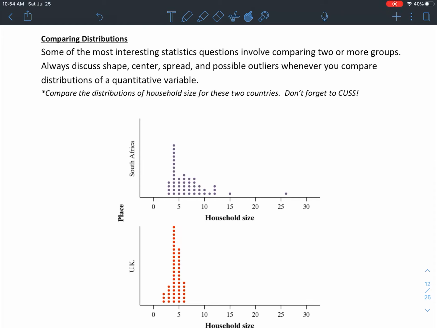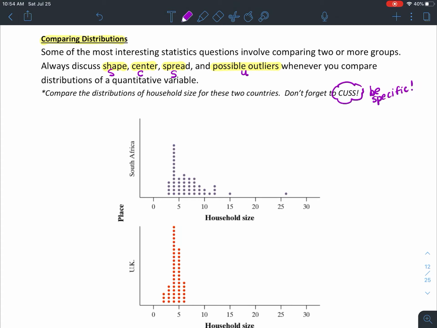Now we're going to look at this example, which is going to discuss comparing 2 distributions. I see this a lot on AP tests. Some of the most interesting stats questions involve comparing 2 groups, and when you're doing this, these are the 4 components. This is what we mean when we talk about CUS. It can be in any order, but your outliers are your unusual values. We've got the spread, the center, and the shape.